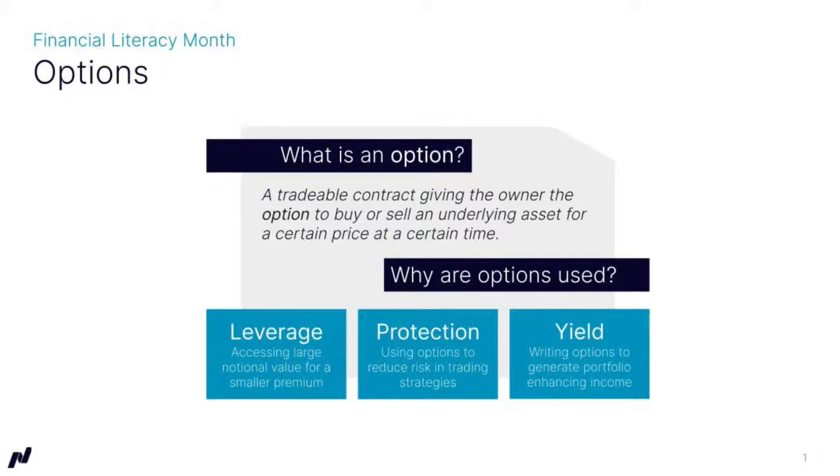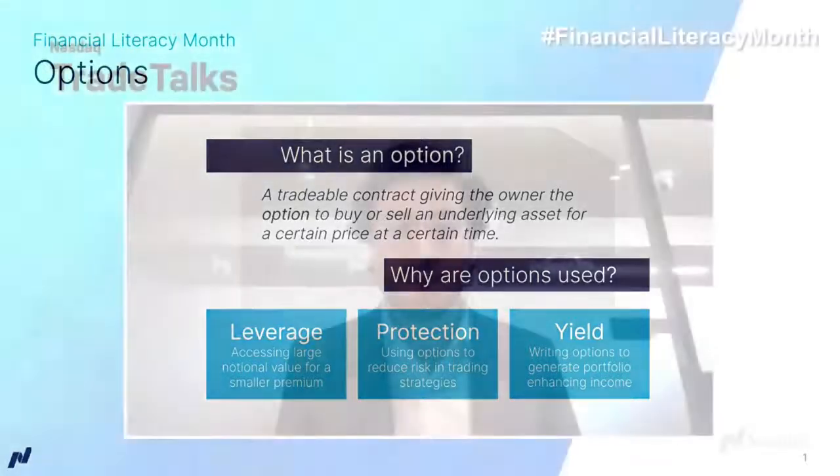So options are listed on most major stocks and indexes and are pretty attractive to investors for three main reasons. Number one, options are leveraged. In the standardized equity options world, one contract represents the right to buy or sell 100 shares of the underlying stock. So traders can tap into a pretty large notional exposure with very little upfront capital committed.